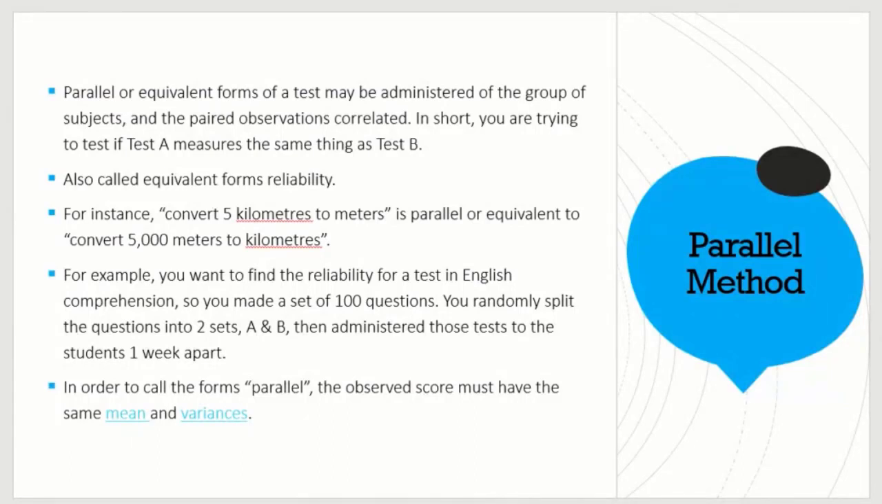Again, this is something to do with reliability. Parallel or equivalent forms of a test may be administered to the group of subjects, and the paired observations correlated. In short, you are trying to test if test A measures the same thing as test B. This is also called equivalent forms reliability. So for example, if you have a question that says convert 5 kilometers to meters, this is parallel or equivalent to convert 5,000 meters to kilometers. Aside from the fact that they are both converting things, they are also converting the same units of measurement, which are kilometers and meters.